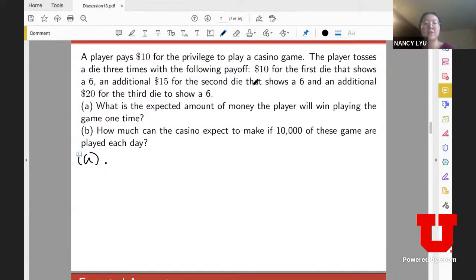So we have $10 for the first die that shows a 6. So the player is going to win $10 if you have one 6 among the three times. And an additional $15 for the second die, which basically means that you will win $25, that's 10 plus 15, if you have two 6s in your 3 times.